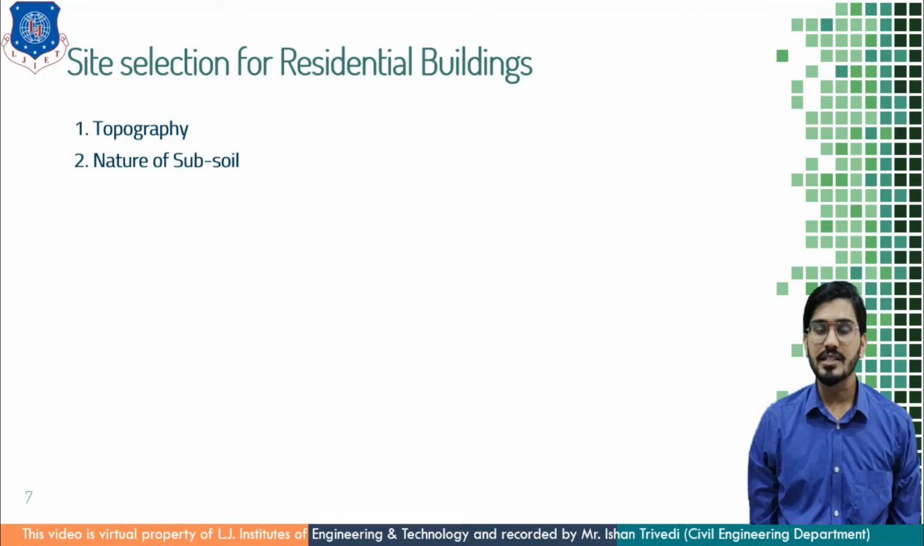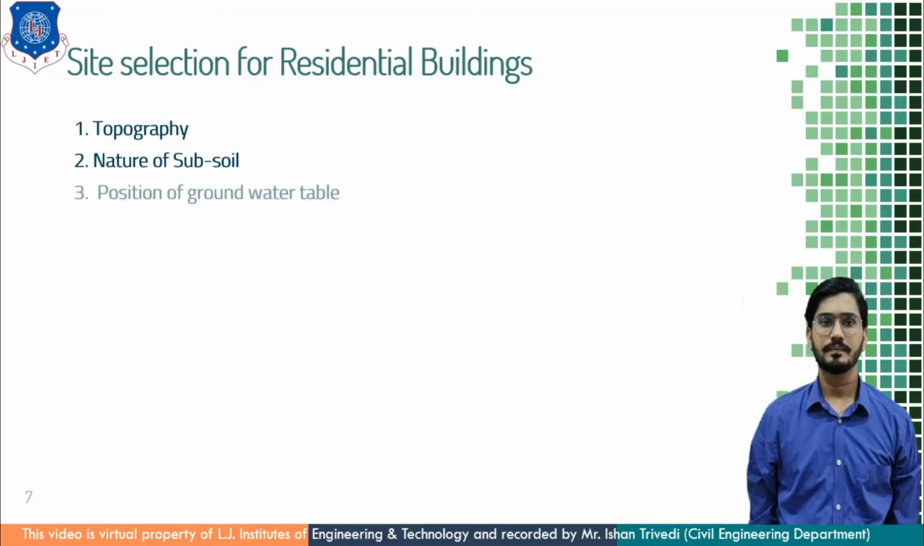At the same time, there are certain classes of soil which must be avoided. These include clay soils, fibrous soil containing peat or organic matter, reclaimed land like depression or low-lying area filled by garbage and ashes. So these are the natures of subsoil which need to be considered while selecting the site of a building. Next is position of groundwater table.